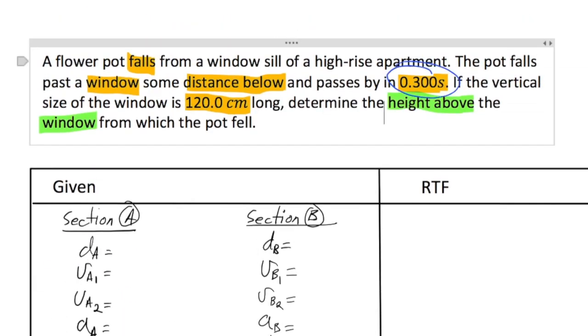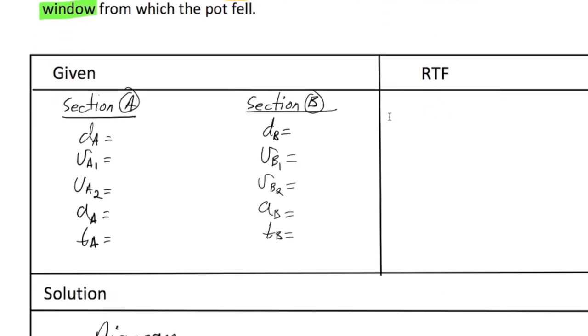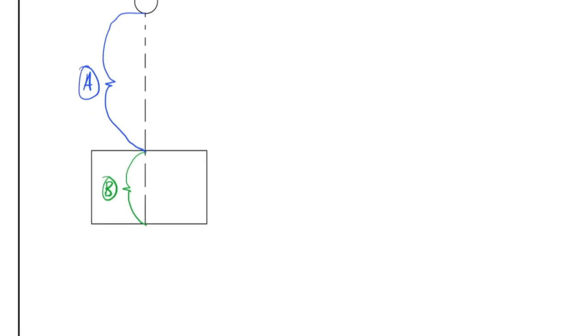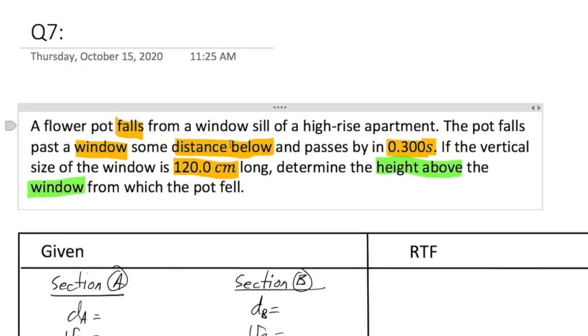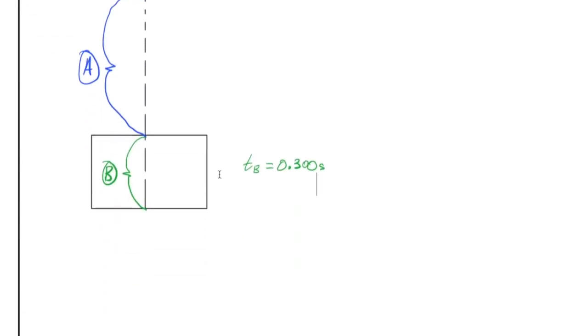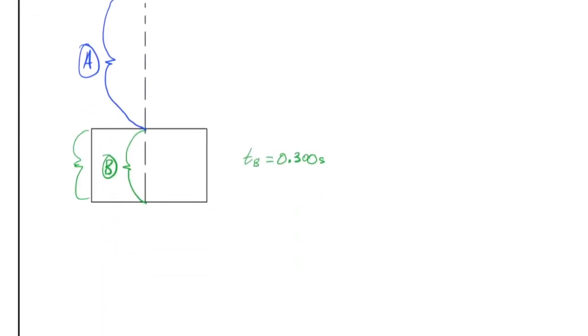Okay, so first of all, let's talk about this 0.300 seconds. That is the time, because it's in seconds, that it falls past the window below. So this 0.3 seconds refers to what happens here past the window. So that means the time for section B is 0.300 seconds. The next number that we've been given is 120 centimeters long. That's the width, well, I guess the height of this window. So that 120 centimeters refers to this.